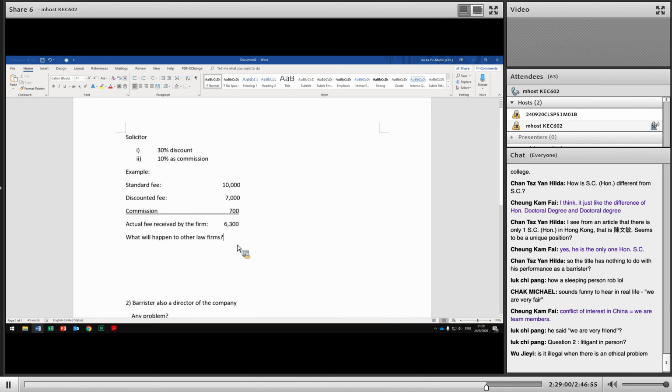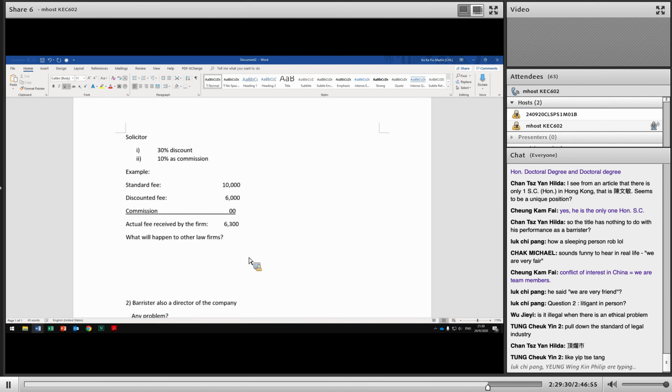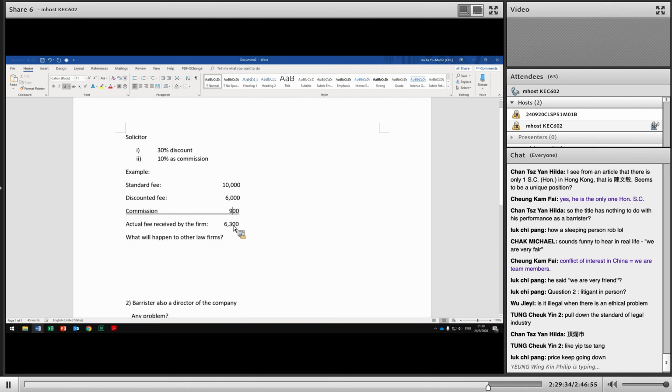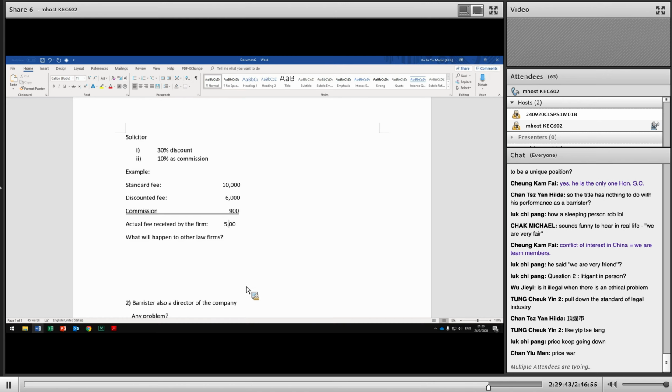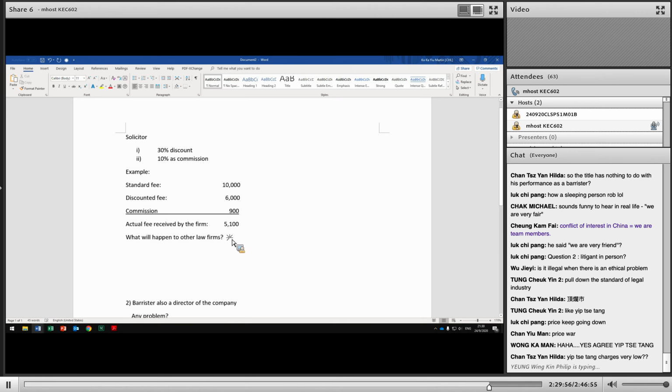So what happened? If most of the law firms follow suit, some may be even more aggressive. They may give a 40% discount or 15% as commission to the estate agent. At the end of the day, with a 40% discount you only charge $6,000, and you give 15% as commission, that is $900, so the net income is only $5,100. It's called undercutting, cutting through 割喉式. So if all the law firms give discount and commission, what will happen? They will get less and less income.